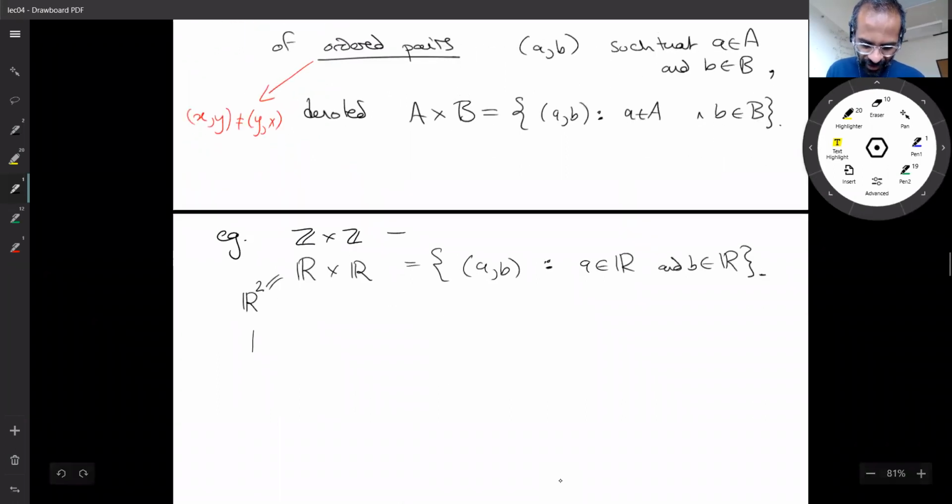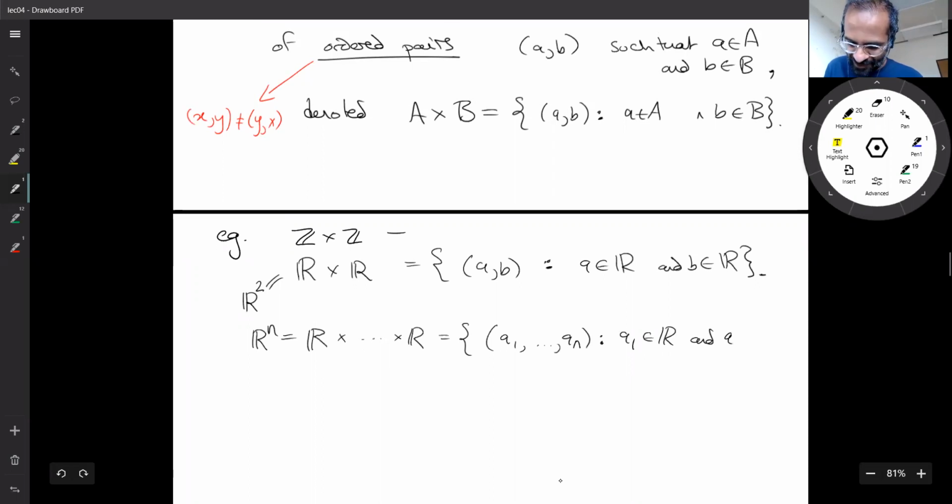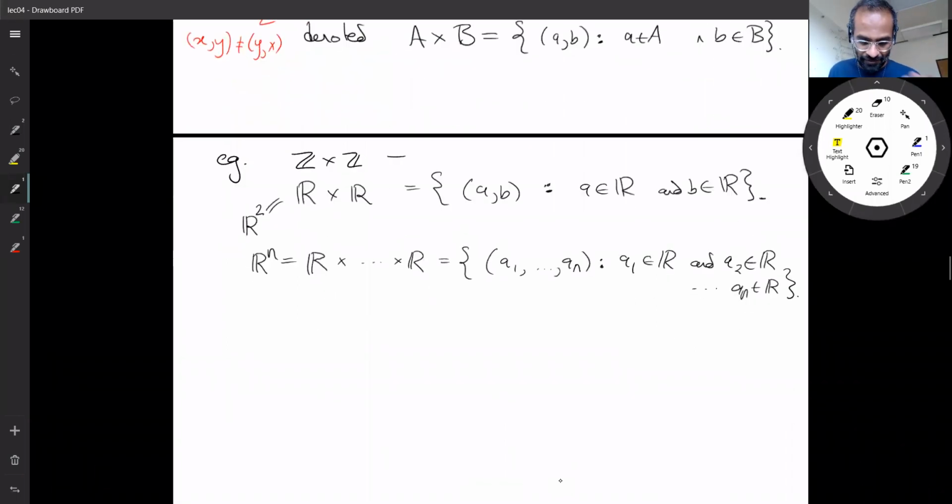In general, you can look at R^n, which is just R Cartesian product itself n times. This is a bit of a clunky construction, but you can see that this is just ordered tuples of n elements such that the ith element belongs to the ith set here. But then you can use this notation to express all kinds of other interesting relationships as well.